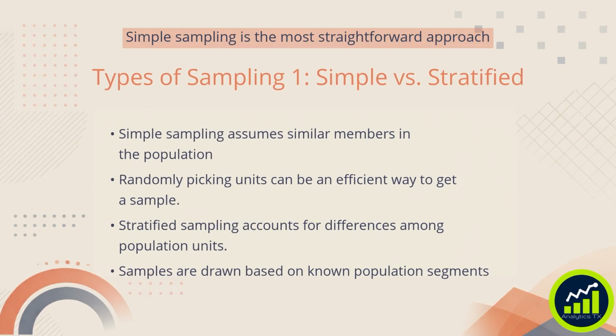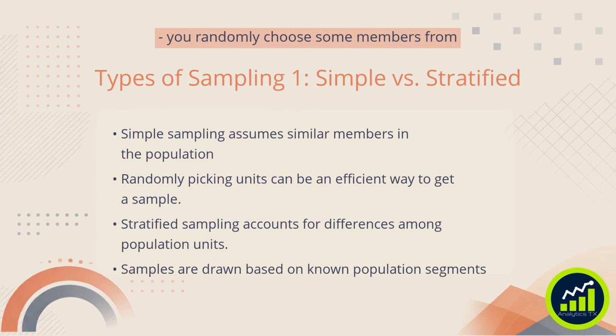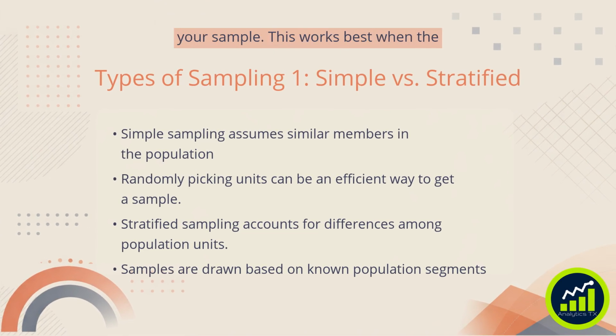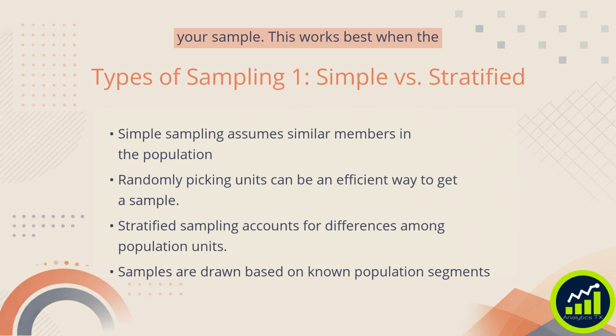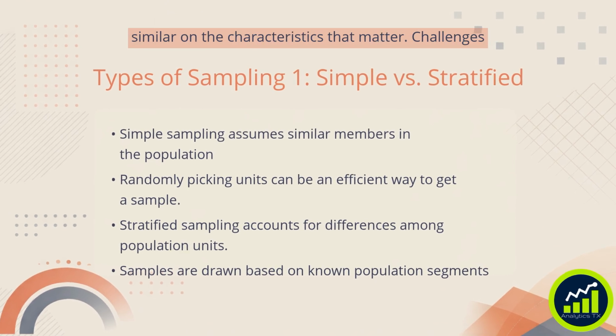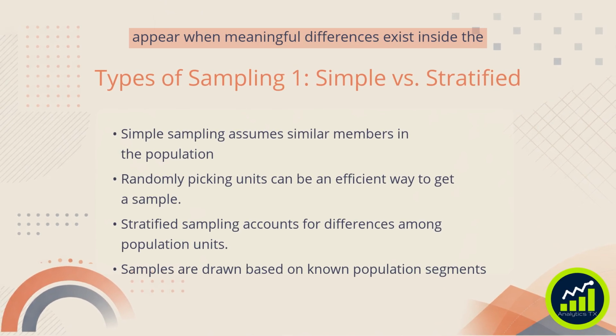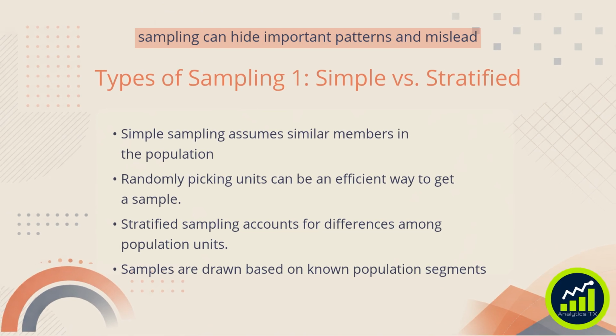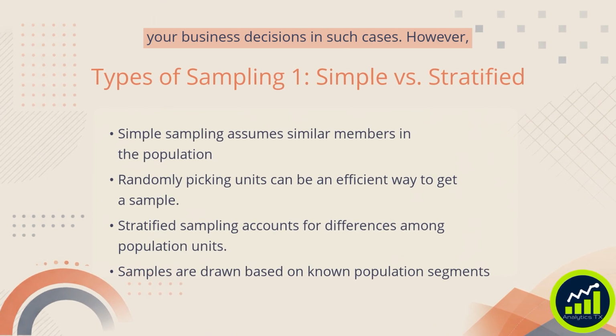Simple sampling is the most straightforward approach. You randomly choose some members from the full population and treat them as your sample. This works best when the population is homogeneous, meaning members are fairly similar on the characteristics that matter. Challenges appear when meaningful differences exist inside the population, such as distinct customer segments. Simple sampling can hide important patterns and mislead your business decisions in such cases.